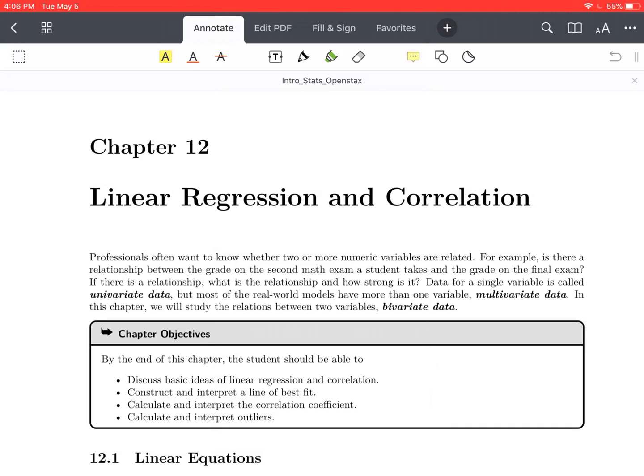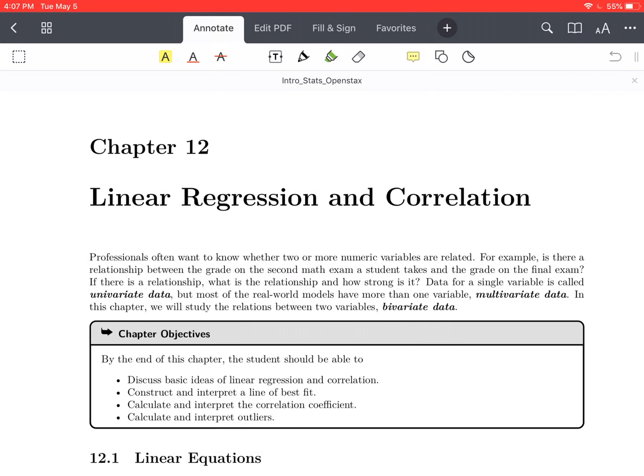We are into chapter 12. So we're going to be taking a little bit of a detour here, looking at something a little different than what we have been looking at with these distributions, with the chi-square, with the normal curves, and finding hypothesis testing and all that. We will be coming back to that. But for right now, we're going to be looking at the concept of linear regression and correlation.